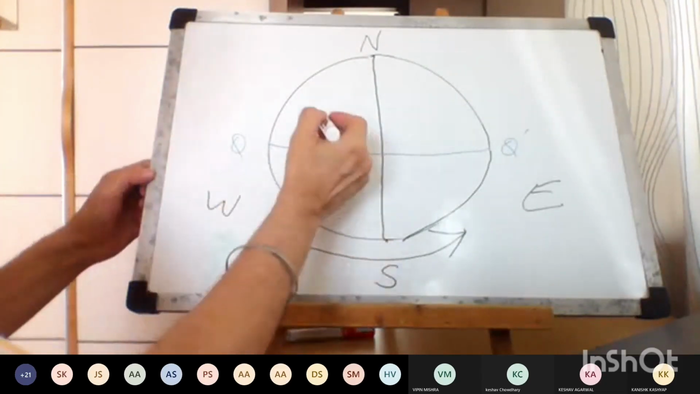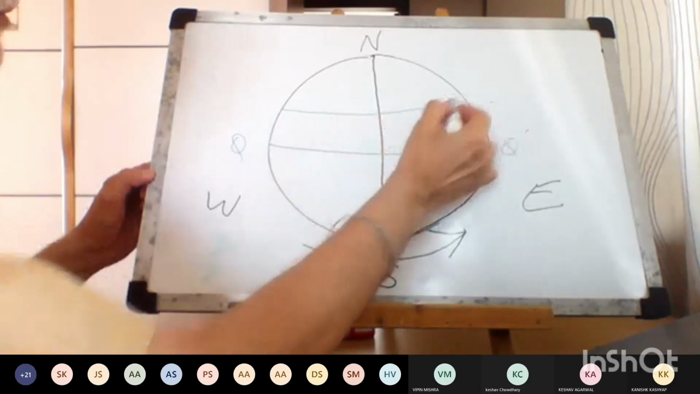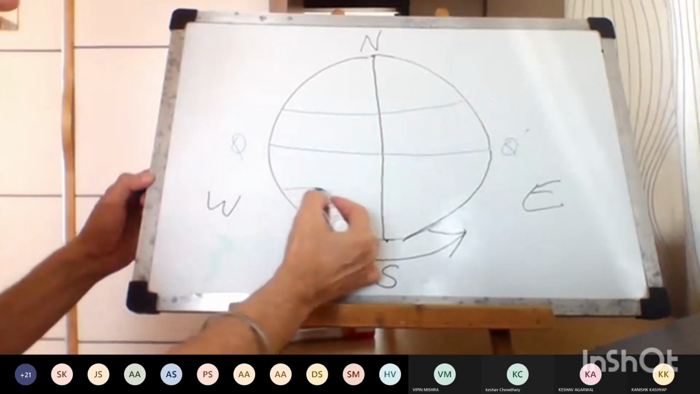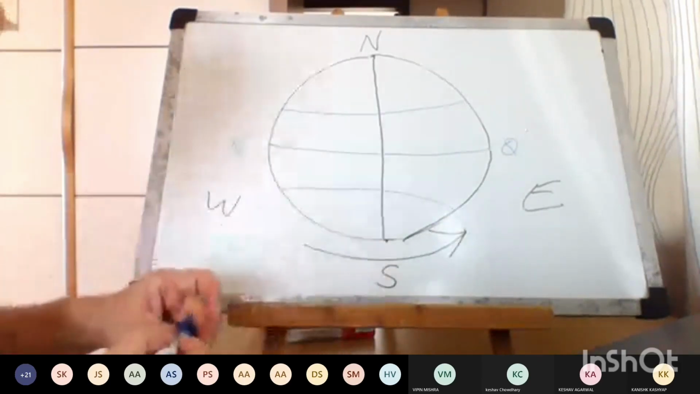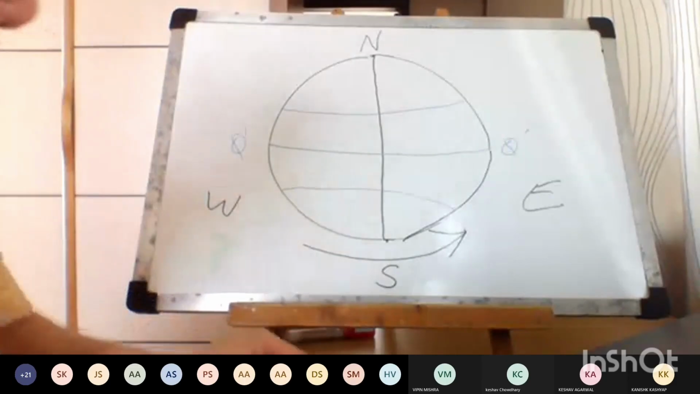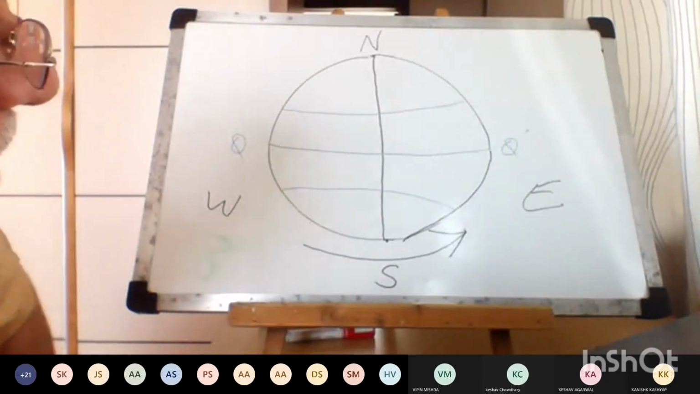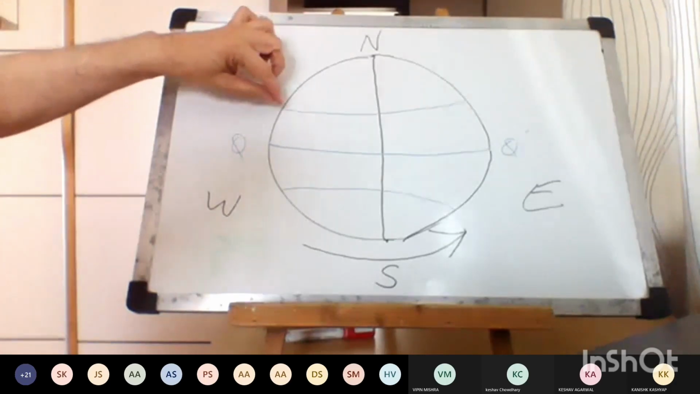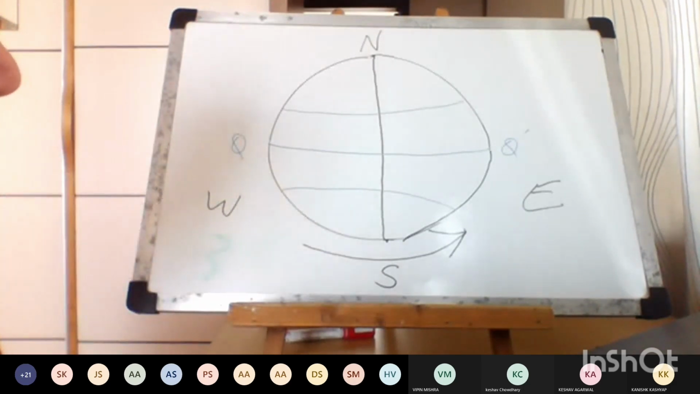I will draw one more line parallel to this and one more line parallel to this. What are these lines? Parallels of latitude. Parallels of latitude. The northern latitude, you can see it's curving like this. Southern latitude, I have made it curve like this intentionally.